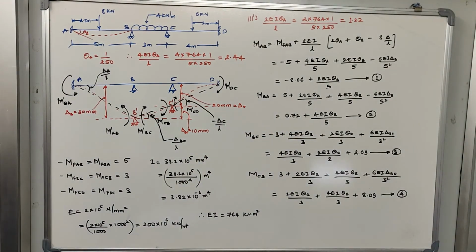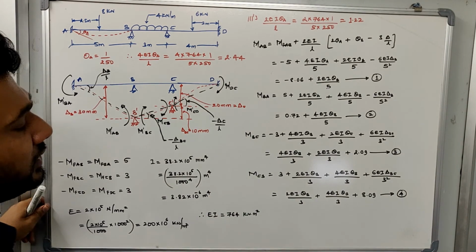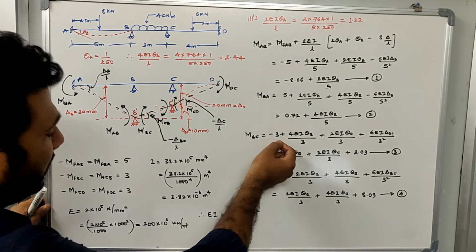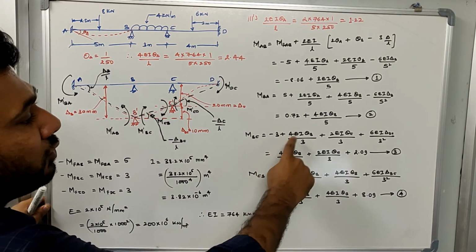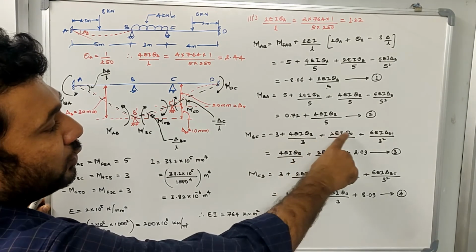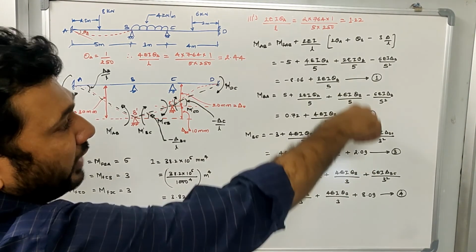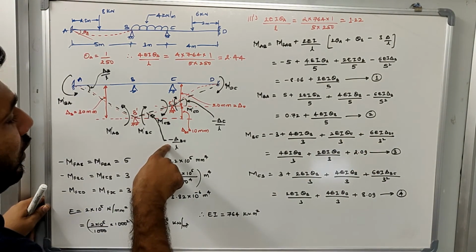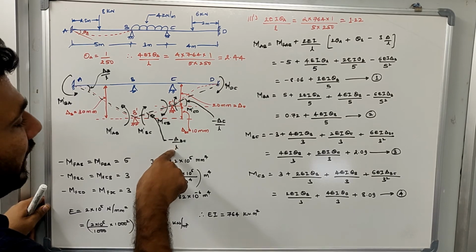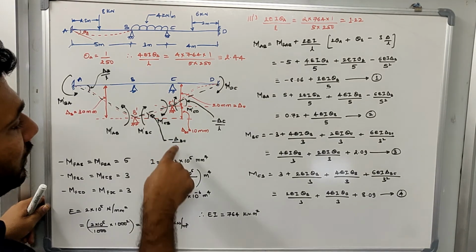Okay, now once we have solved MAB and MBA, we can go for solving MBC. What is MBC? MFBC, which is minus 3. MFBC is minus 3 plus 4 EI theta B by 3 plus 2 EI theta C by 3 plus... okay, now here it is not minus. Why is it not minus? Because here the value of delta by L should be substituted as minus delta by L, right? I hope you know this.